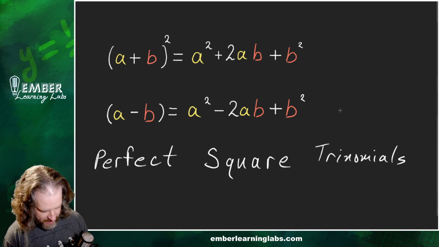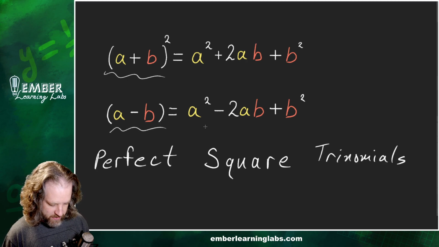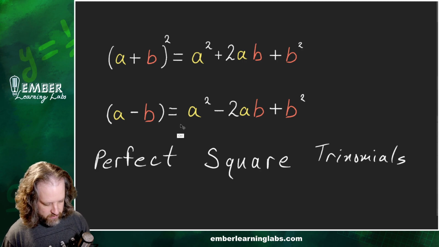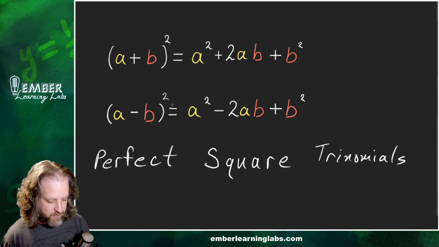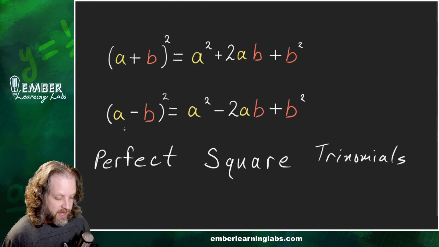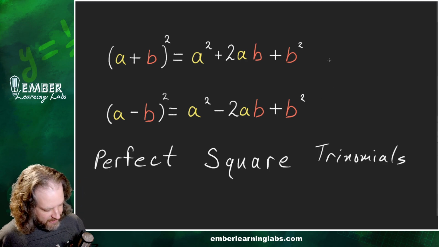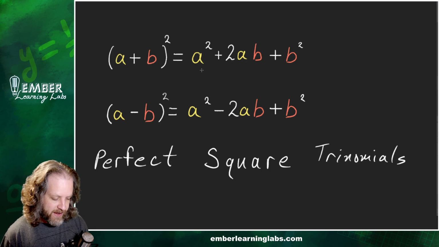If you have a binomial squared, either with a sum or a difference, either one, then we can do a shortcut. And really, these both are actually the same thing. So it factors into a trinomial.